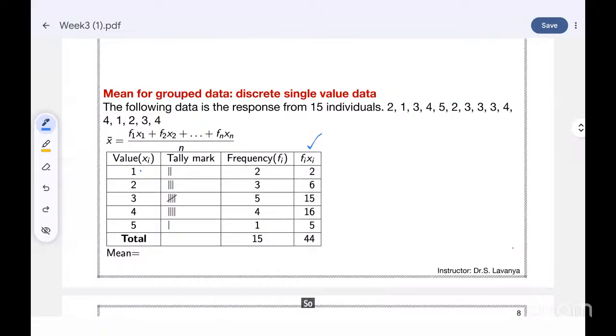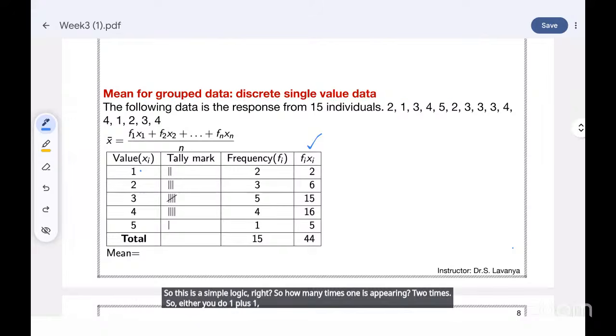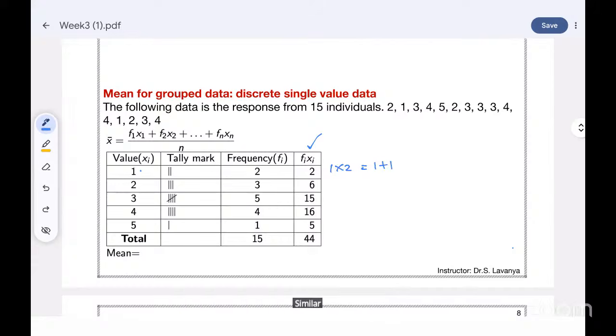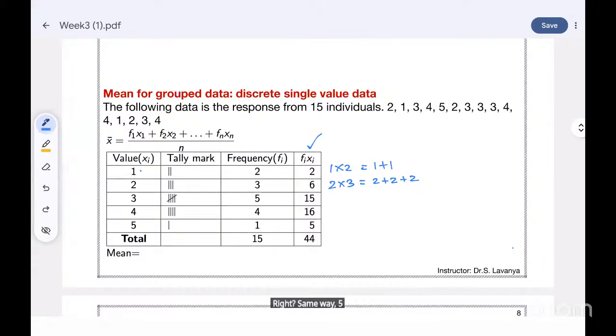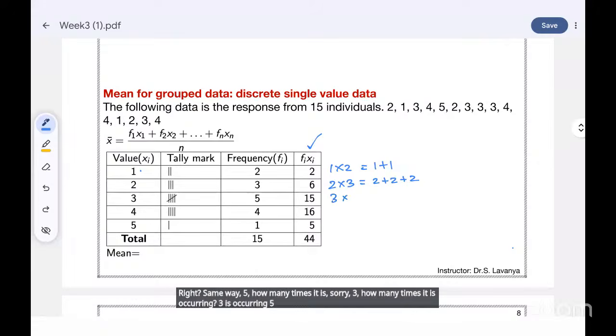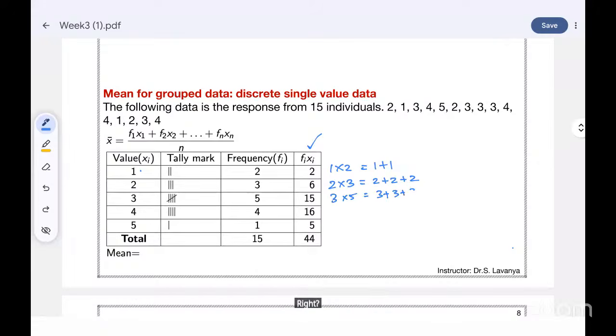So this is a simple logic, right? So how many times 1 is appearing? 2 times. So either you do 1 plus 1 or you do 1 into 2. Both are same, right? So here what we have done, 1 into 2, which is same as 1 plus 1. Similarly, here 2 into 3, which is same as 2 occurring 3 times. Right? Same way 3, how many times is it occurring? 3 is occurring 5 times. Right? So you are having something like this.